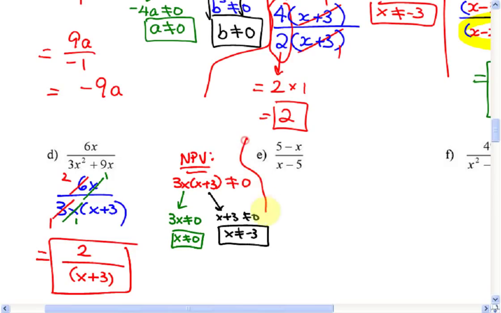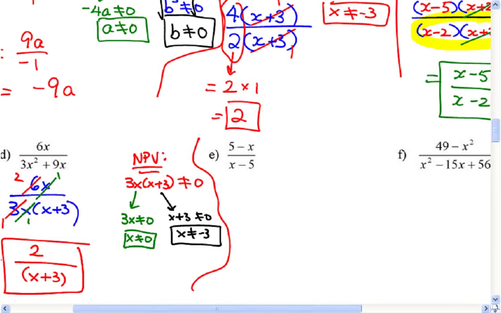Okay. E. Star this one, because it's important. And guess what? You'll see it again. And if I was a mean, nasty teacher, I'd put it on your test.